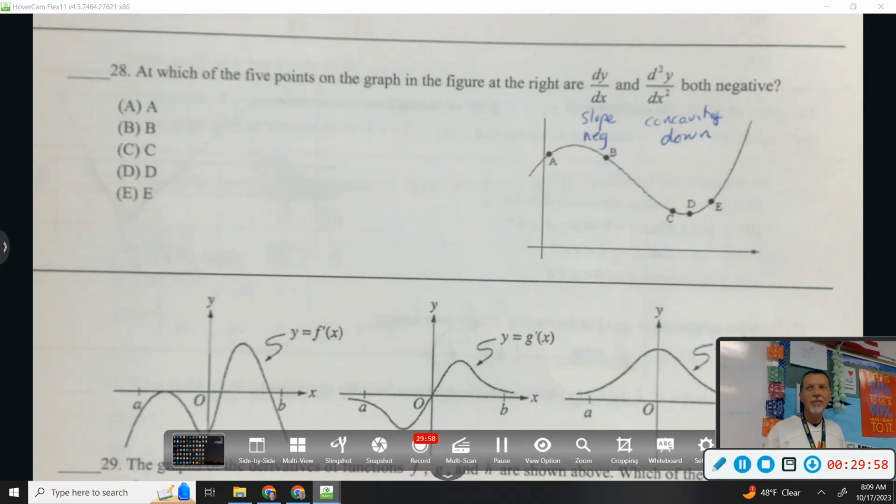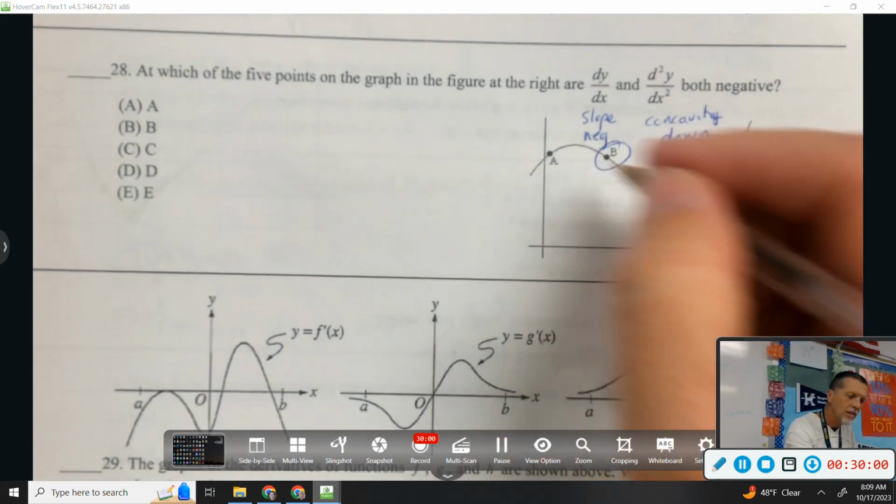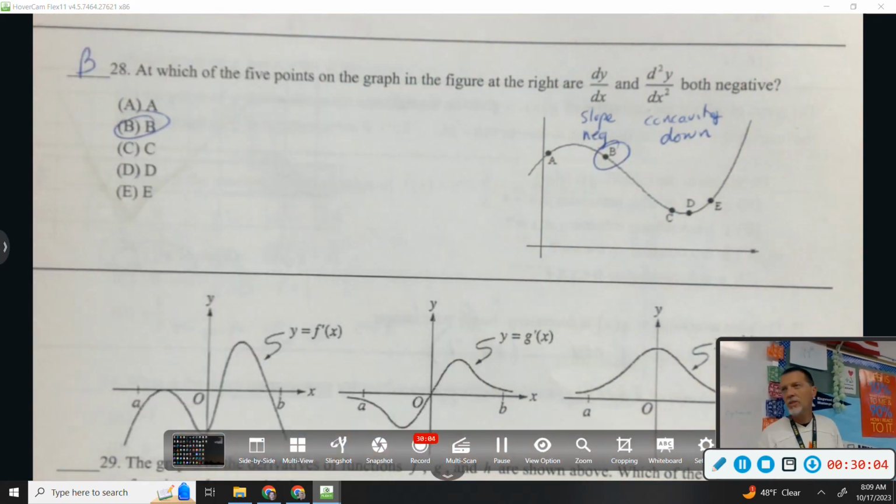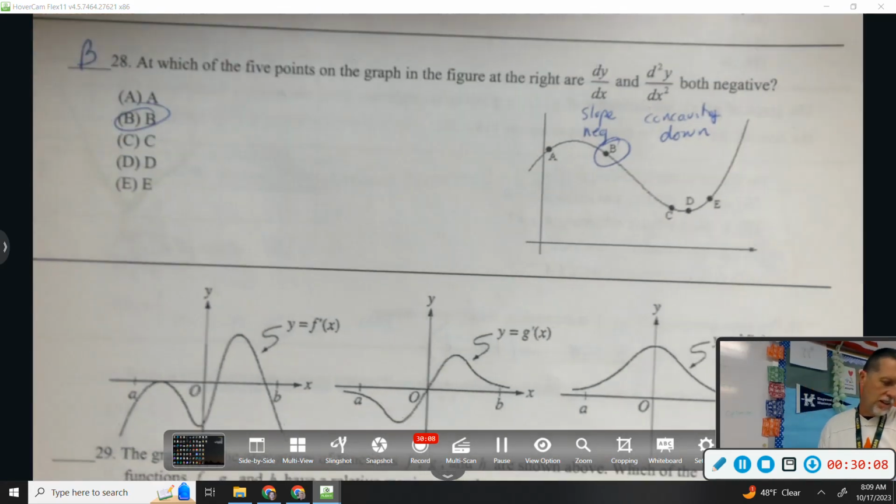What's that? B. Concave down with negative slope. Another one of those concept questions, no calculations needed.